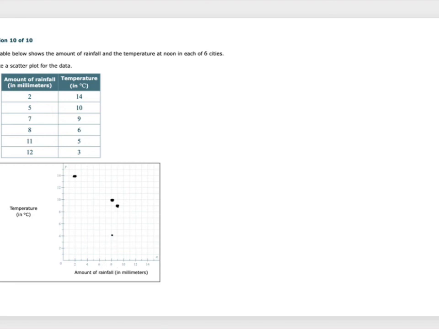Oops. 11:5 will be right there. And 12:3 will be right there. Hopefully I got all those right. Okay. I think so. Wait, that's an 8. 8:6. Oh, that's a 5:10. I made a mistake.